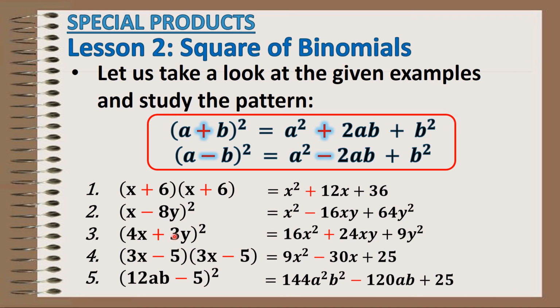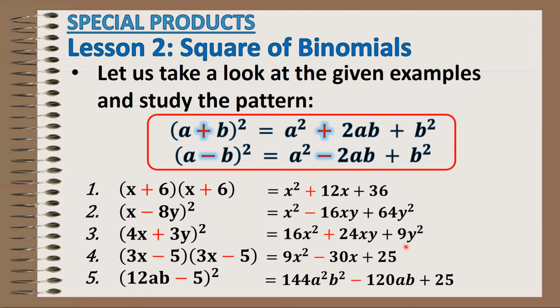Same goes through with number 3. We have the quantity of 4x plus 3y closed quantity squared. Square the first term, that becomes 16x squared. Get the product of the two terms and then multiply it by 2. We have 4x times 3y, that becomes 12xy times 2, 24xy. And then square the last term. We have the quantity of 3y closed quantity squared, that becomes 9y squared. Our answer is 16x squared plus 24xy plus 9y squared.